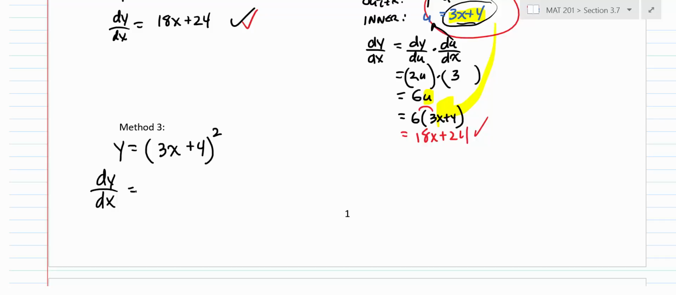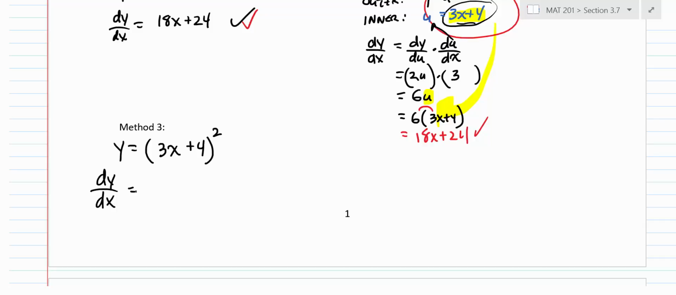That's the big function. So how do you differentiate something to the second power? You bring down the 2 and you subtract the exponent. That's all we've learned so far. But then what you got to do is multiply by the derivative of what's inside, which is what? What's that derivative? 3. Okay, so that's what you do.